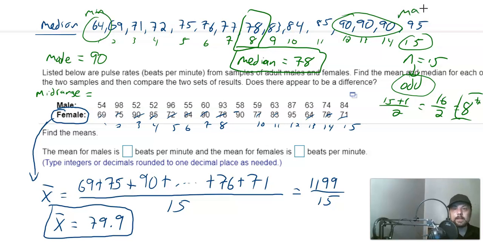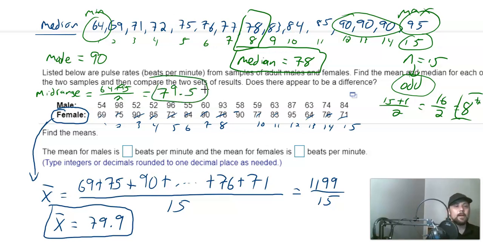And then for the mid-range, you take the minimum value in your data set, which is 64, plus the maximum data value in your data set. So for the mid-range, we're going to take 64 plus 95, divide that by 2. And I'm not going to write out the details, but I did this in my calculator, and I got 79.5. So that's what you should get for the mid-range.